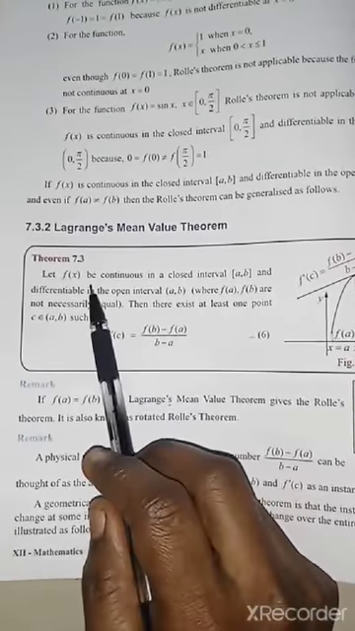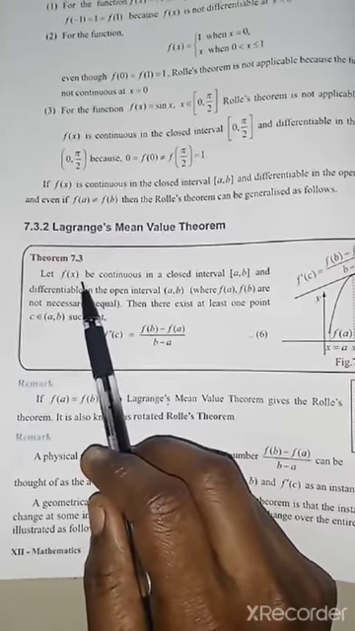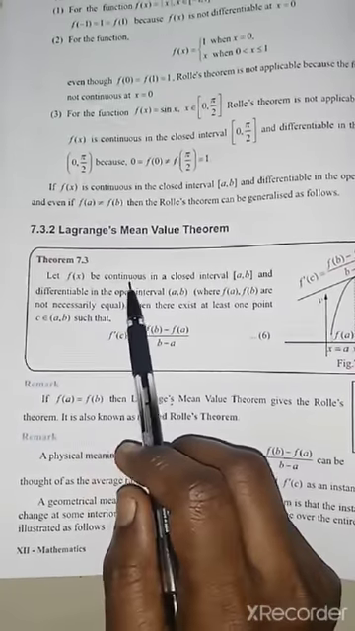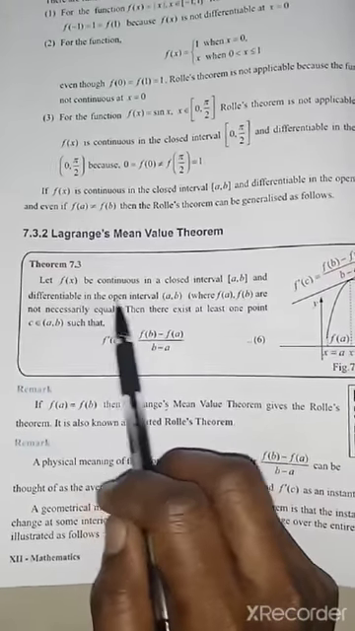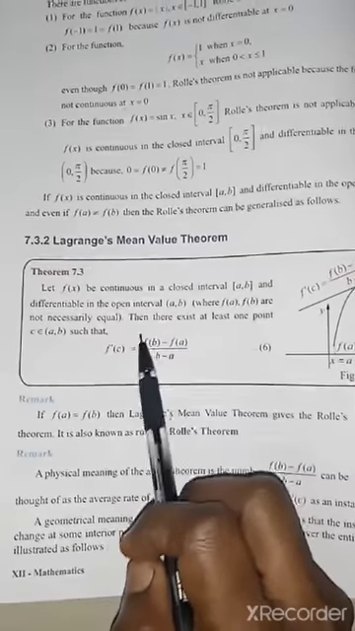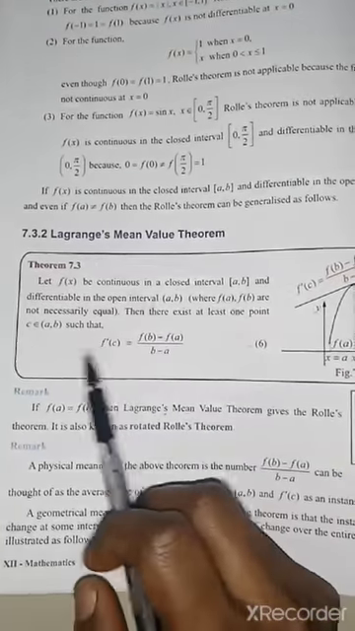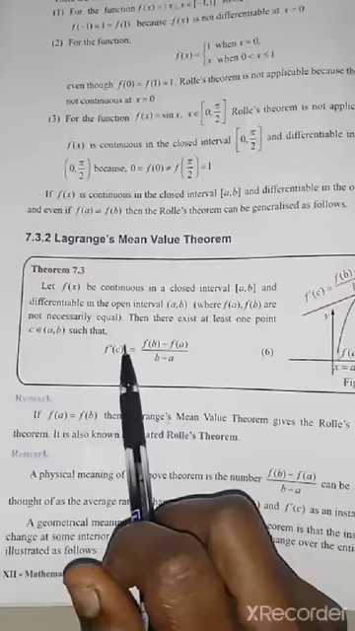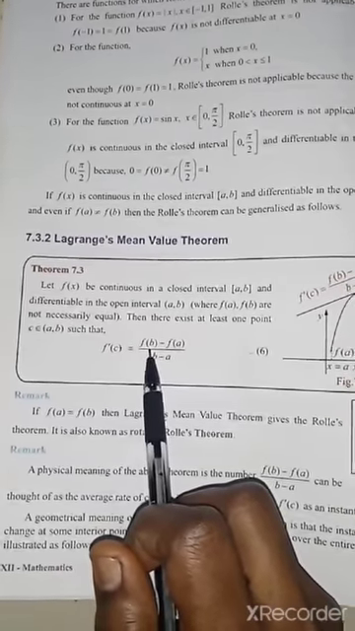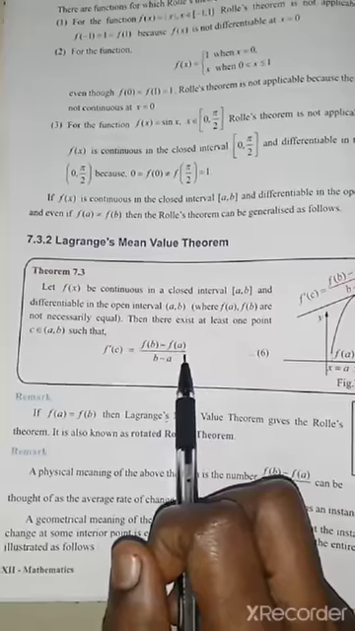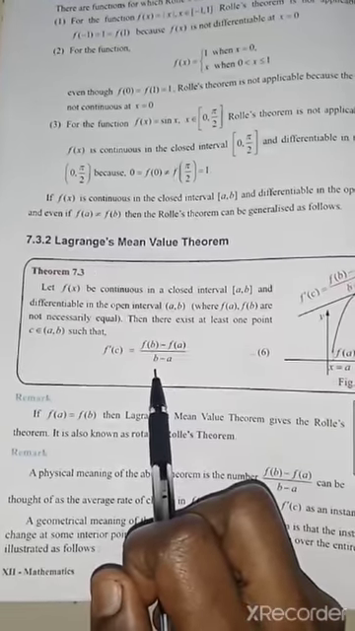So what is the Lagrange definition? f of x is continuous on the closed interval [a, b], differentiable in the open interval (a, b), there exists one point c such that f dash of c equal to f of b minus f of a by b minus a.